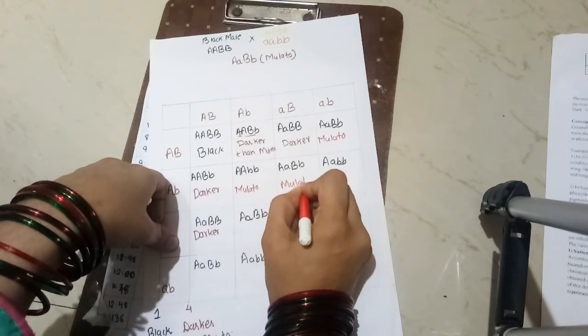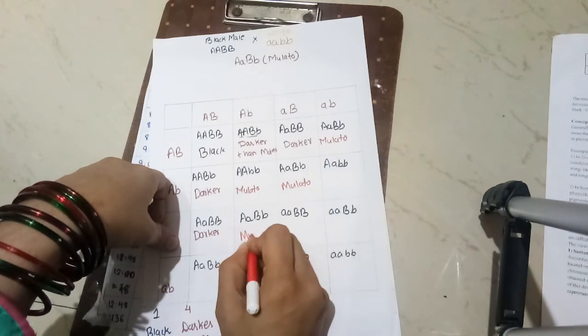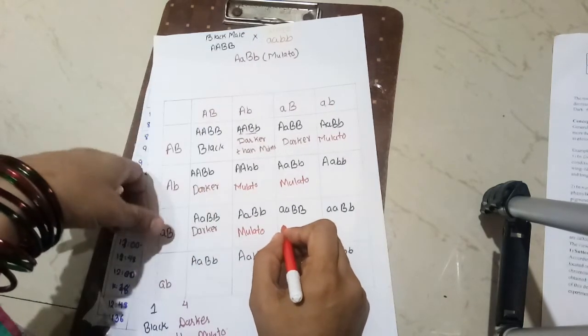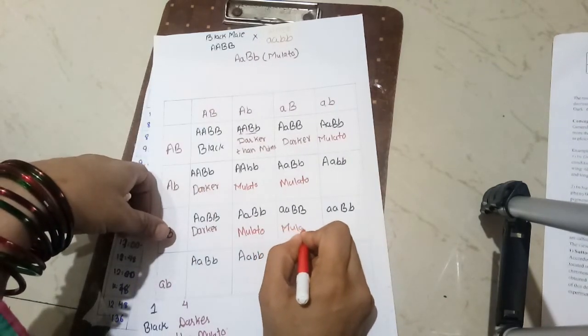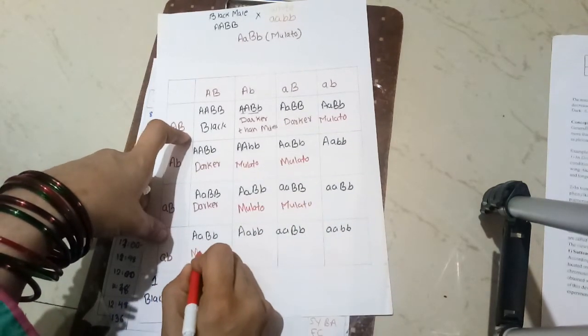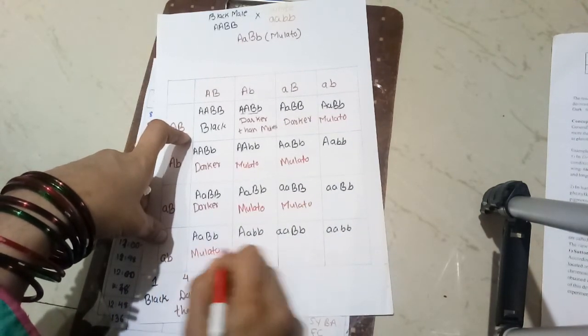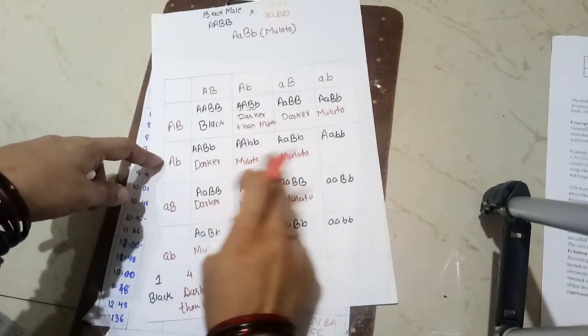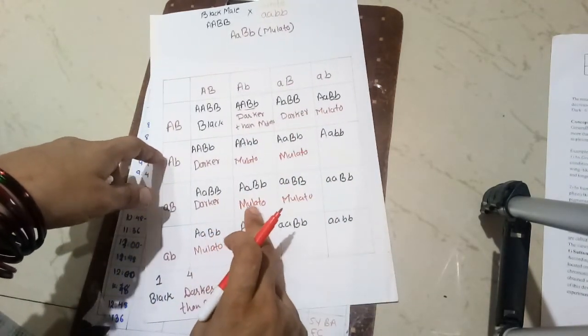Mulatto is the brown type of skin shade, that one. This will also be the mulatto. Two mulatto. All right, so one, two, three, four, five, six. So we observe six mulatto.